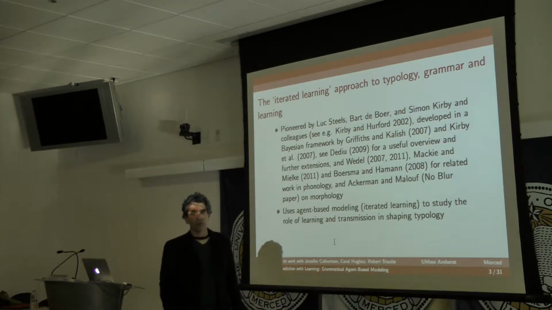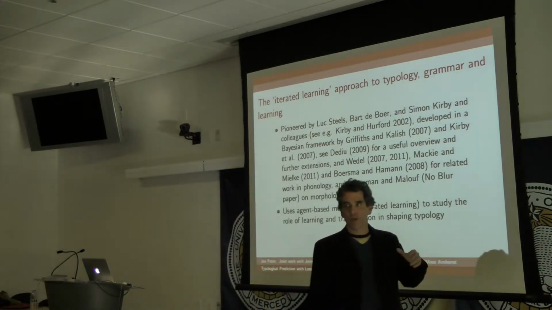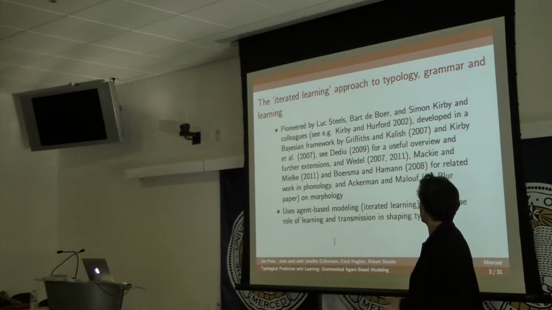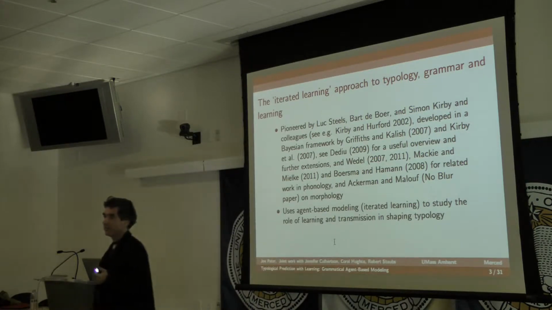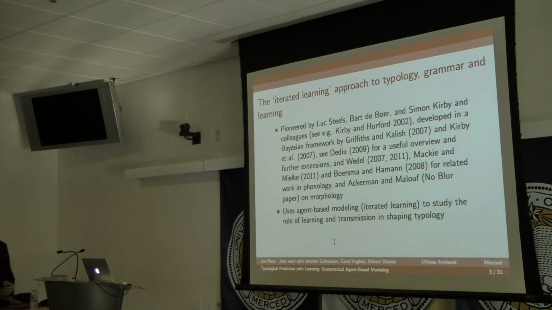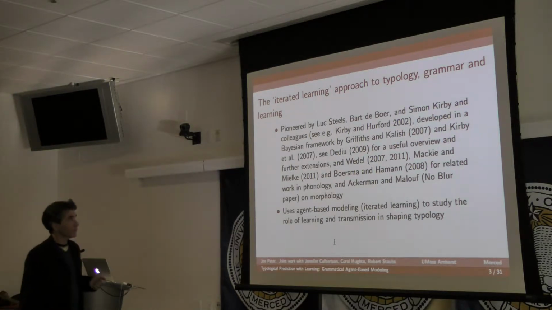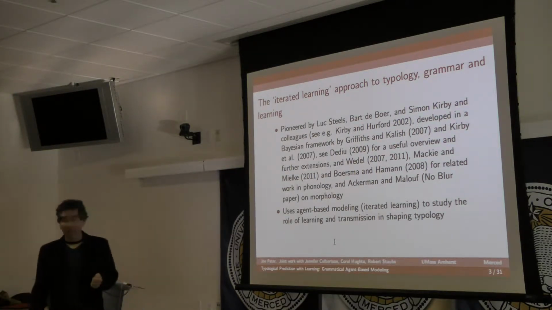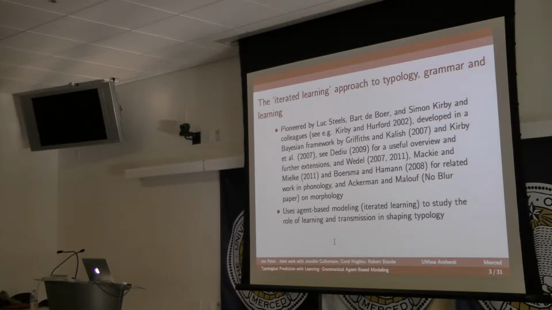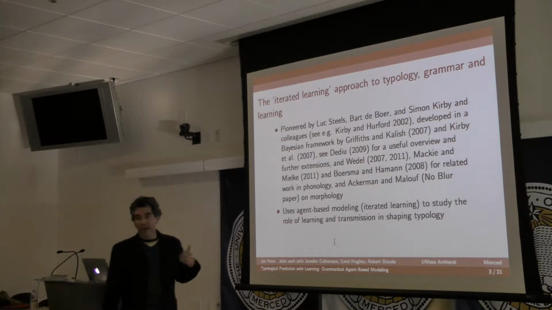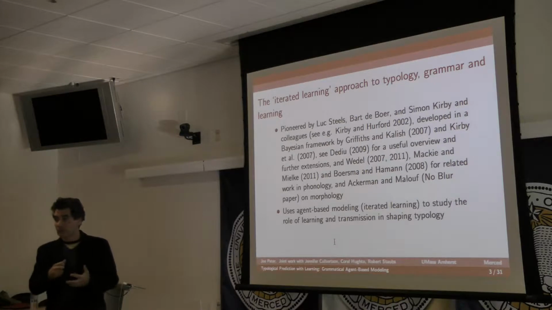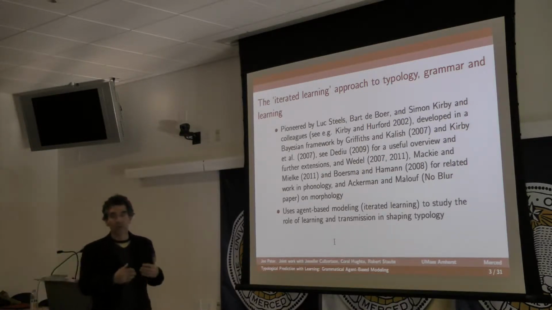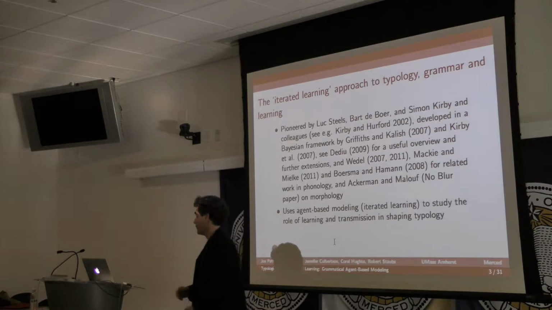A very different approach to the relationship between cross-linguistic data, grammar, and learning is the iterative learning approach to language that was pioneered by Luke Steels, Bart de Boer, Simon Kirby, etc. There are Bayesian implementations of this approach that have been proposed recently. In this literature, they're using what I'm going to call agent-based modeling or iterative learning to study the possible role of learning and transmission in shaping typology.